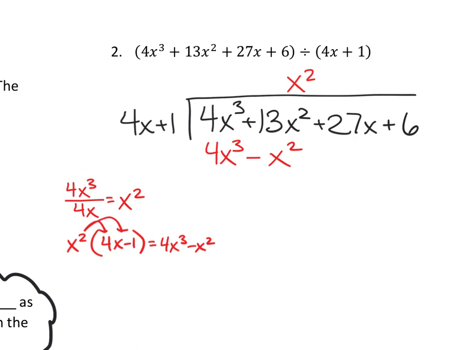Okay, so we've divided, we've multiplied. What's next? Subtract. But I don't want to subtract because that's confusing. So instead of subtracting, what do I do? Add all of the opposites. Change, change, change. Then we actually add 4x cubed plus negative 4x cubed. The first thing should always cancel. Again, if it doesn't, you've done something wrong. And then we have 13x squared plus 1x squared.